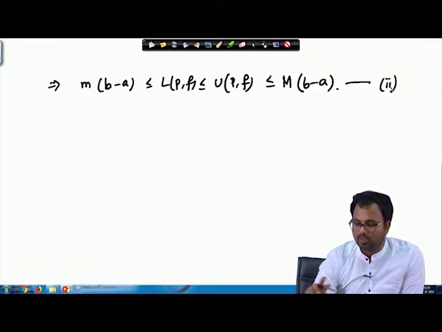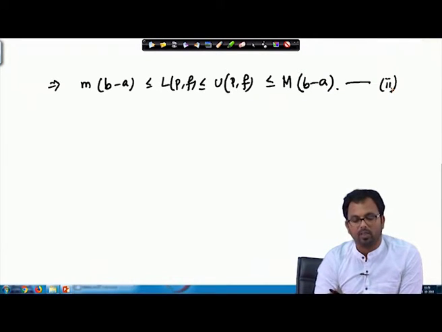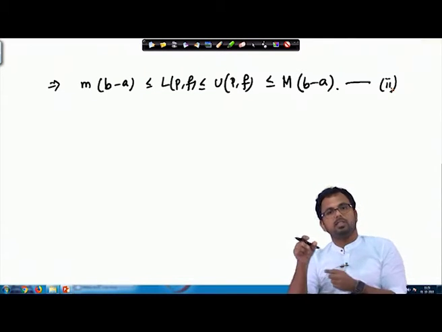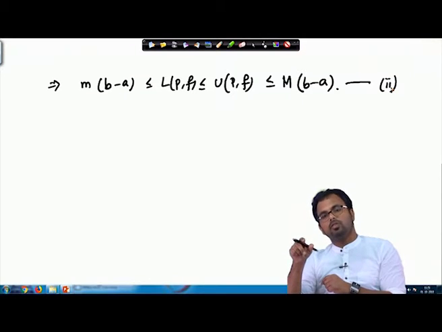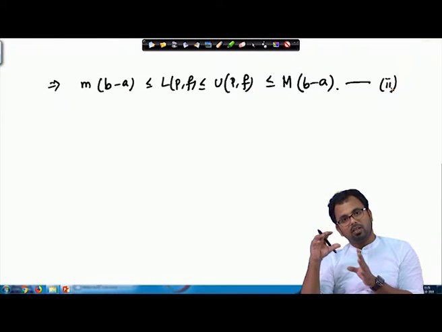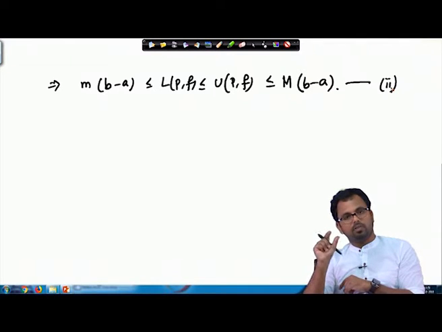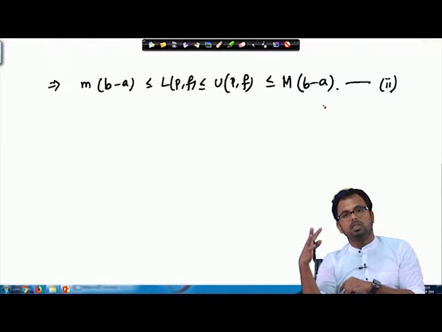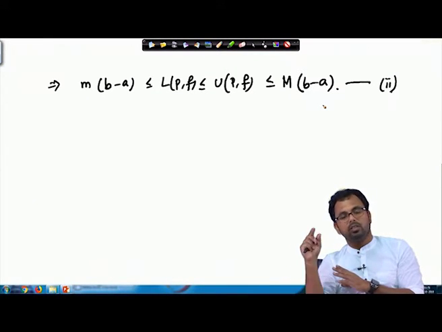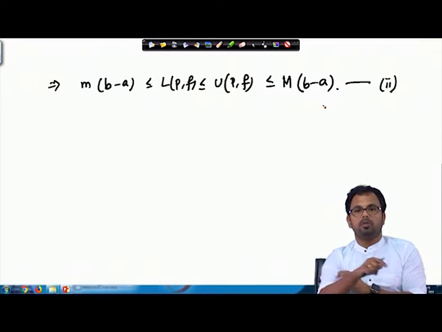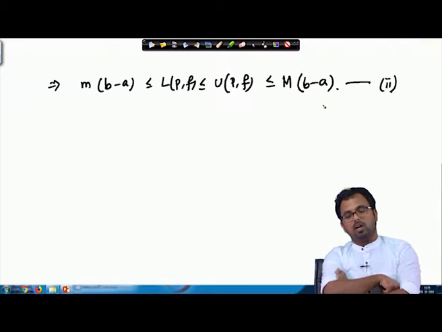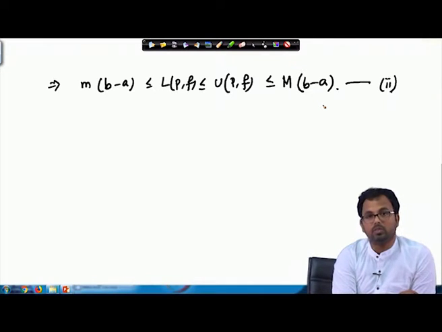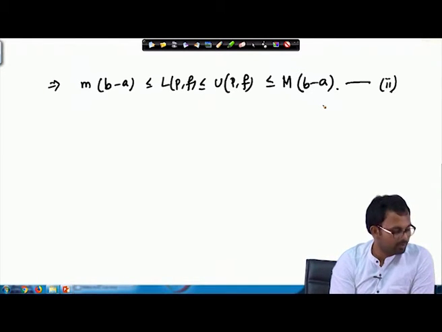So, here what we have is basically an inequality which is also important. This inequality says that your lower sum and your upper sum will be bounded by small m times b minus a, basically the lower bound of the function f on the closed interval a b times the difference of the endpoints, and the upper bound is capital M times b minus a, which means that the upper bound of the function f times the difference of the endpoints will be an upper bound for your lower sum as well as the upper sum. So, this is the second inequality which we needed to establish before we go to the Riemann integrable functions.